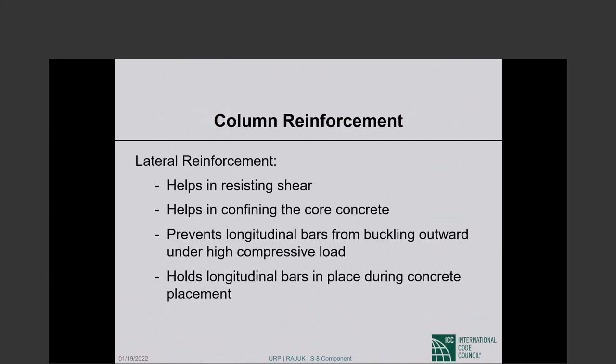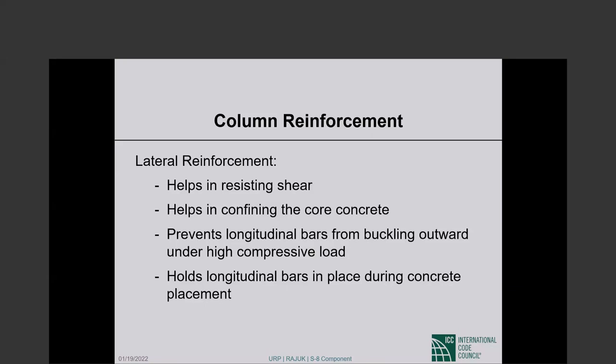Lateral reinforcement plays very, very important roles in a column. It, first of all, resists shear. So the lateral reinforcement is also shear reinforcement. In a beam, the shear reinforcement is vertical. In a column, the shear reinforcement is horizontal. Those are the ties, and they do other things.